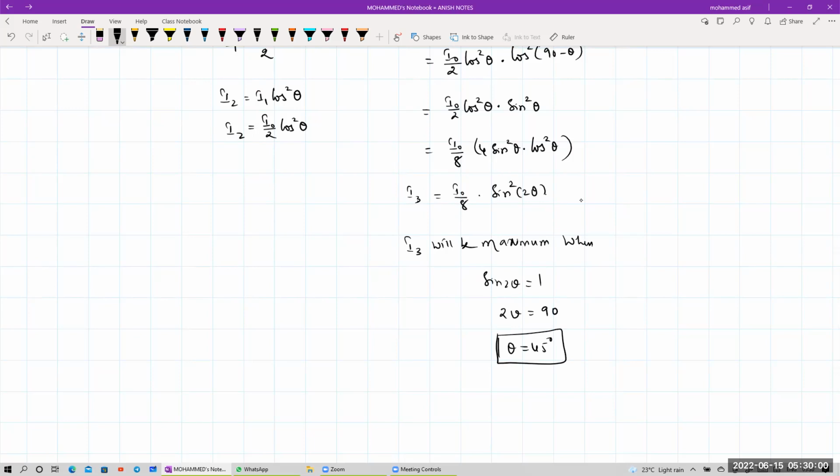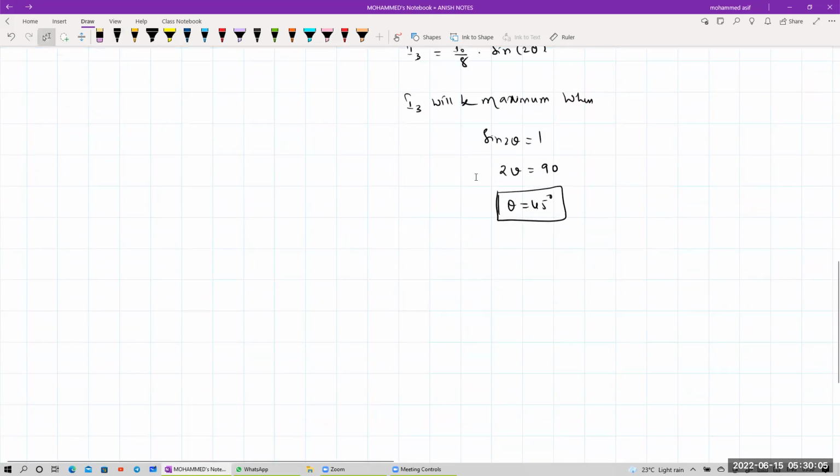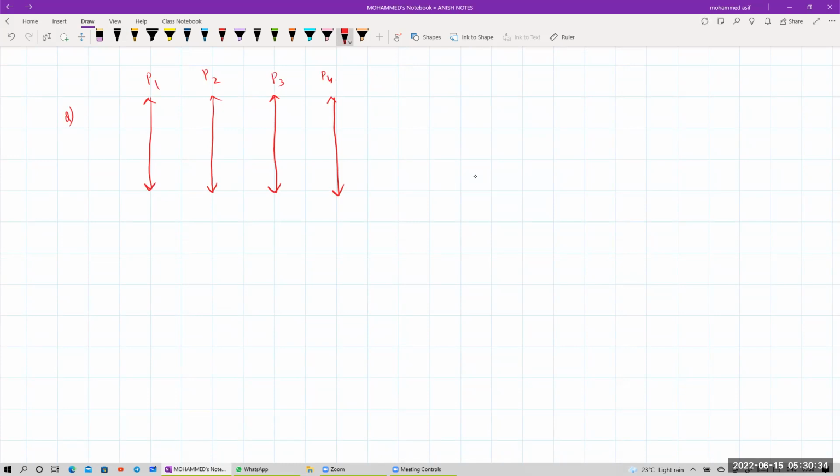Okay, now let me give you one more example. See this question. Like say there is one polarizer here. I'm representing the polarizer like this. And there is one more polarizer here, one more polarizer here, and one more polarizer here. So totally how many polarizers? P1, P2, P3, P4.